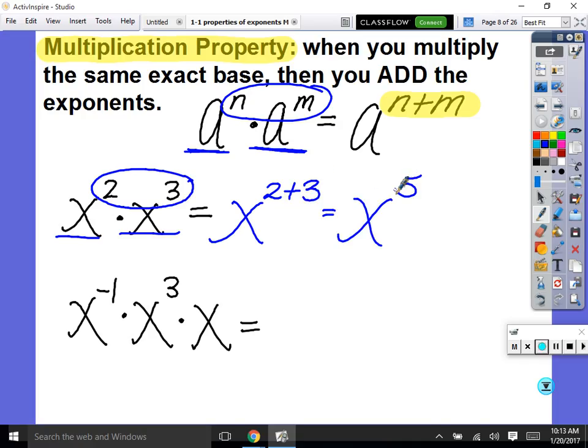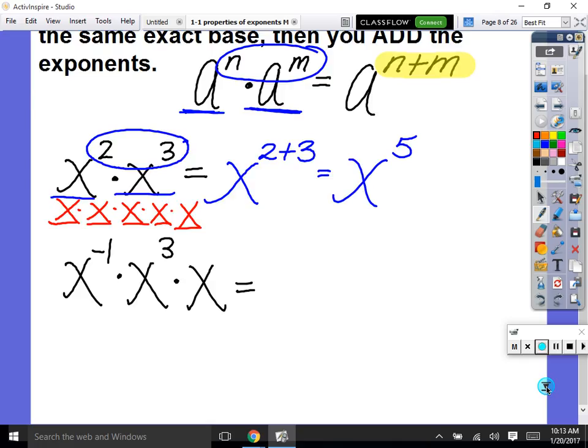Now let me explain why that works. Watch. X squared is x times x, right? X to the third is x times x times x. How many x's do we have? 1, 2, 3, 4, 5. So that's why the property of exponent rule works here. Does everybody understand? Now that rule works always, no matter what, if they're negative exponents, if they're zeros, anything. When you multiply the same base, you simply add your exponents.